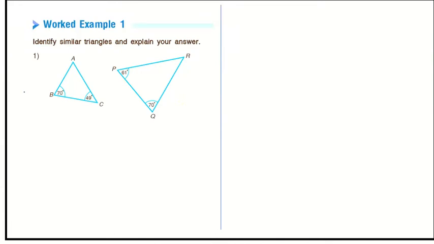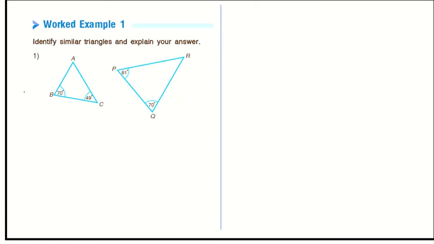Hello students. Now remember we are still looking at similar figures, and for now let us have example 1. Identify similar triangles and explain your answer. So we begin with number 1.